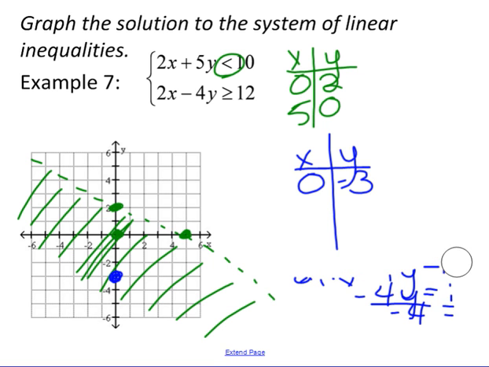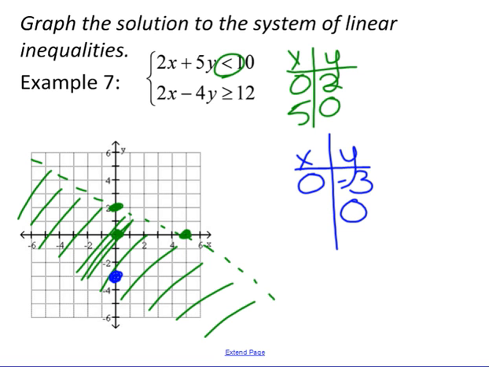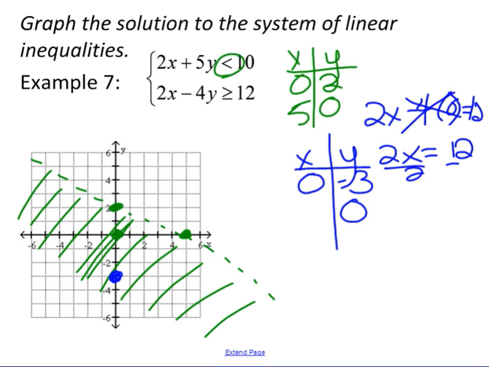I need 2 points in order to graph a line, so I am going to plug in 0 for y this time. So I have 2x minus 4 times 0 is equal to 12. I don't need the 0, so 2x is equal to 12. Divide by 2, and I get x is equal to 6. Since it does say equal to, I am going to draw that as a solid line.